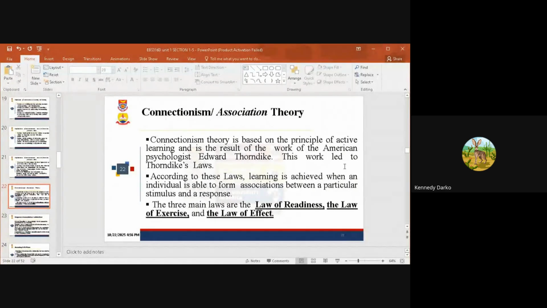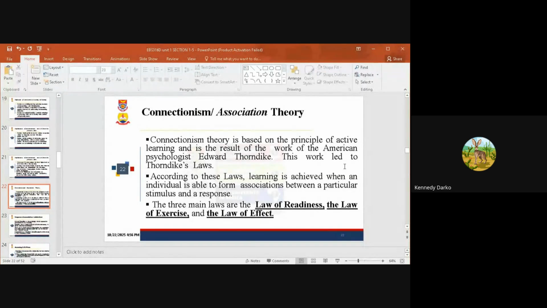Learning is achieved when an individual is able to form association between a particular stimulus and response. So whatever I call, you can respond to it. Whatever kind of lesson I have prepared, when I give an exercise, you should be able to respond to it. The three main laws are the law of readiness.